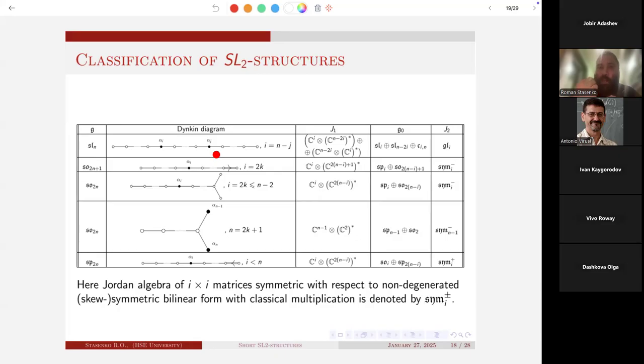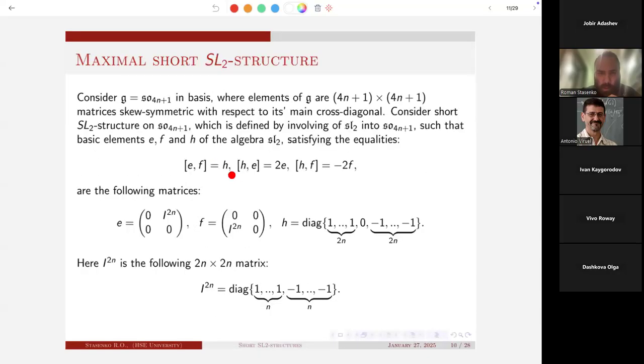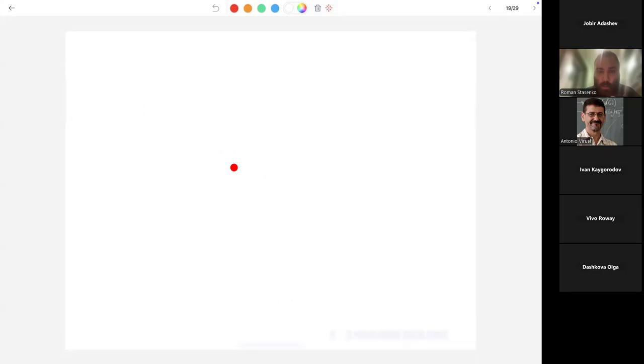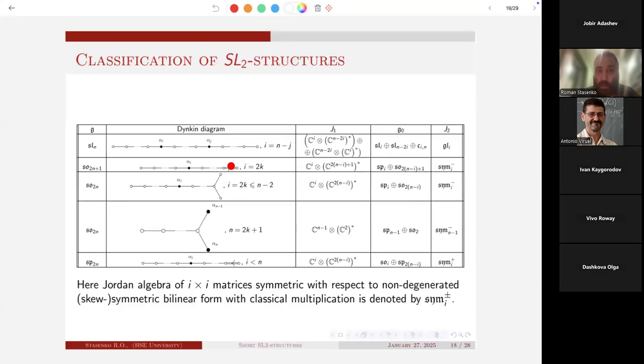So if we take the element H of the SL2 triad, the basis of SL2, the element H with the adjoint action of the algebra G gives us the short SL2 structure if and only if the irreducible representations have dimension at most 3, and so the homogeneous subspaces of these elements give us the root subspaces only with the element 2.